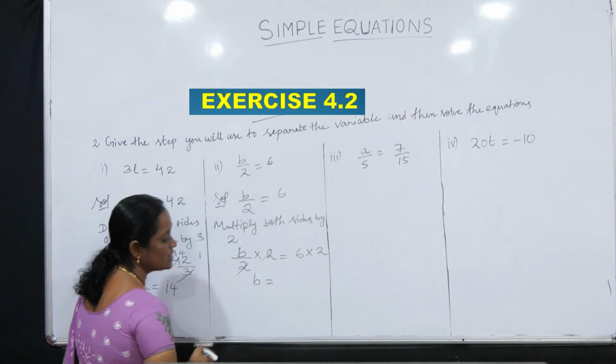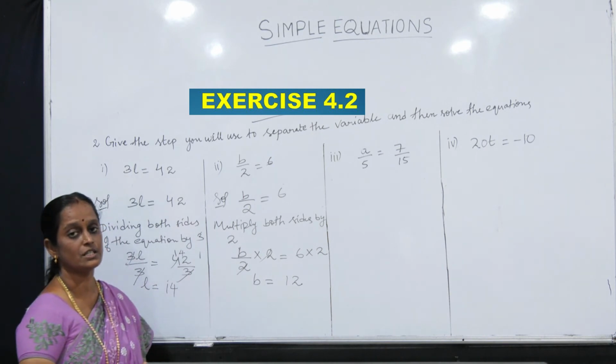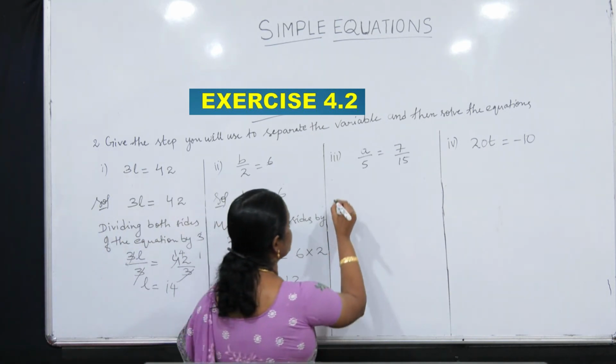The variable v is equal to 6 into 2, 12. So the solution to the equation is v is equal to 12. Next, the question number 3.